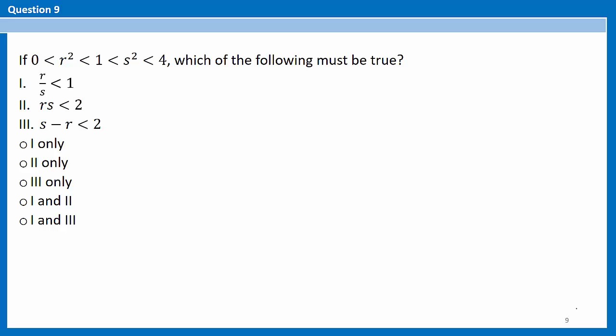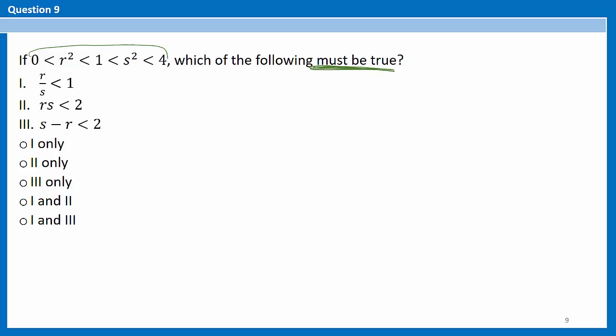If 0 is less than r squared, less than 1, less than s squared, less than 4, which of the following must be true? Okay, now this is the fact. This is true. Now, we have options 1, 2, and 3.